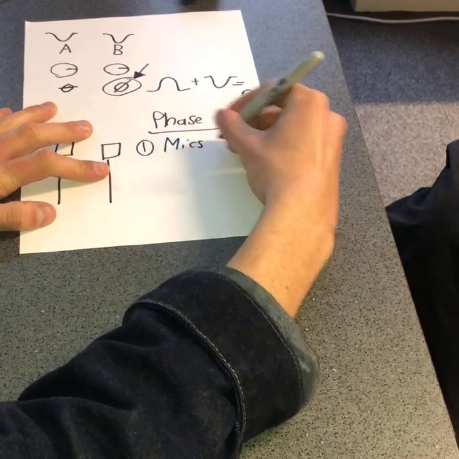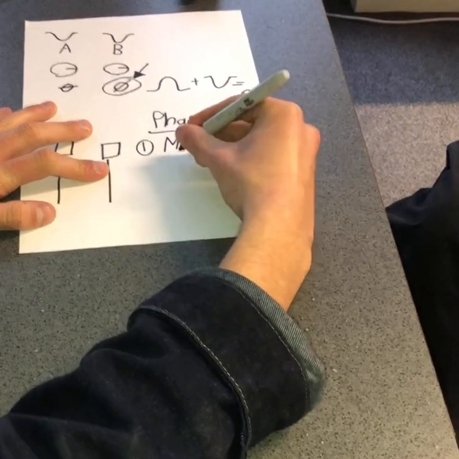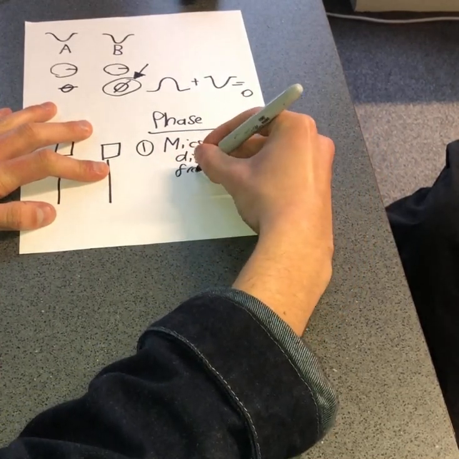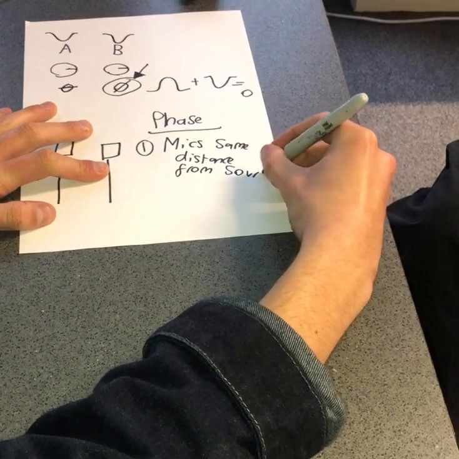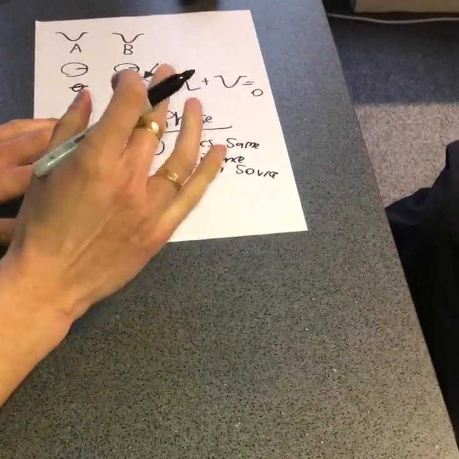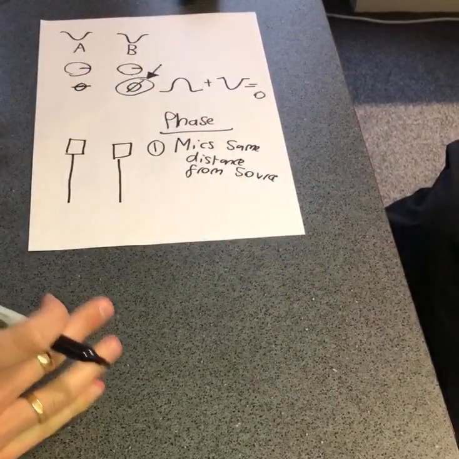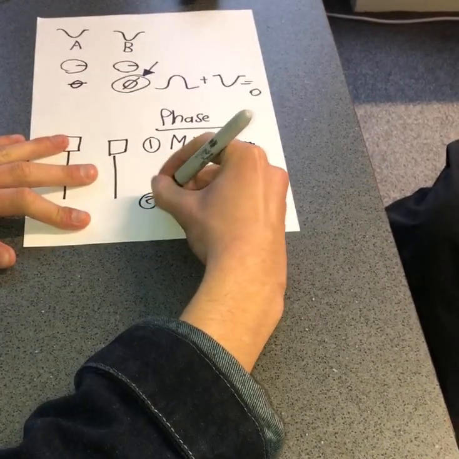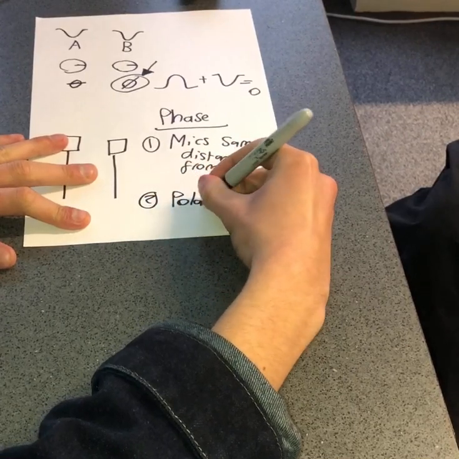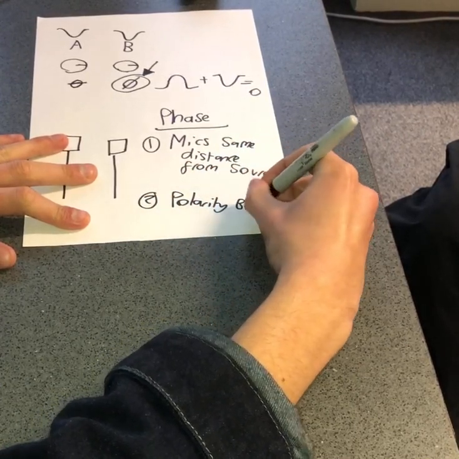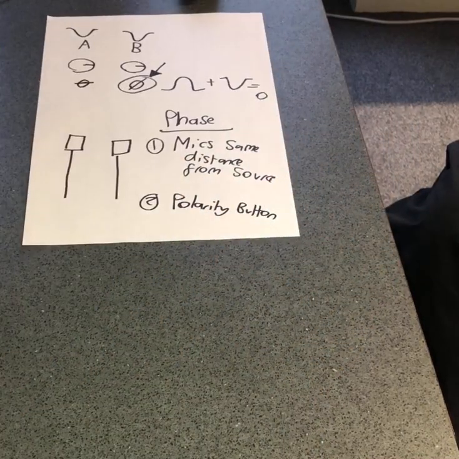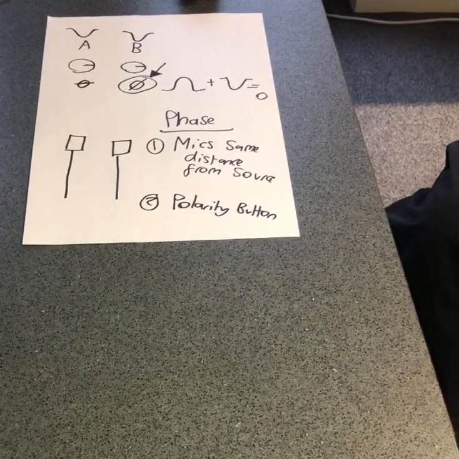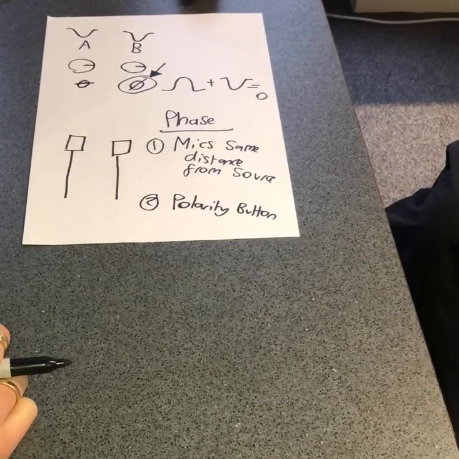Mics, same distance from source. That's going to be your best way of getting two mics capturing things in phase with each other. We can then check that using a polarity button, which is basically just flipping the sine wave within the console. And that's going to tell us whether we're in phase or out of phase or nearer in phase. And that's it.